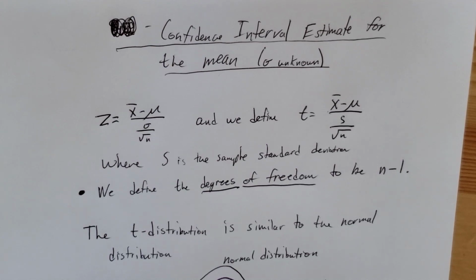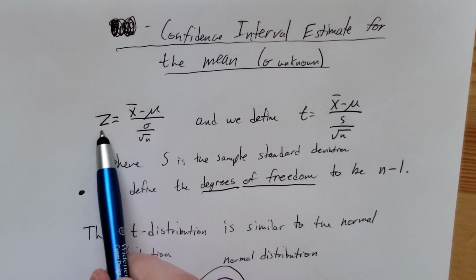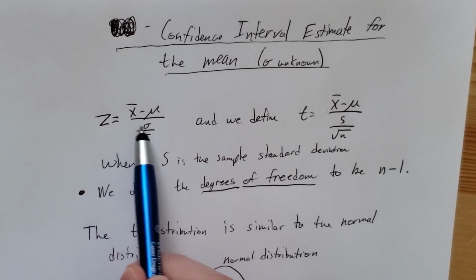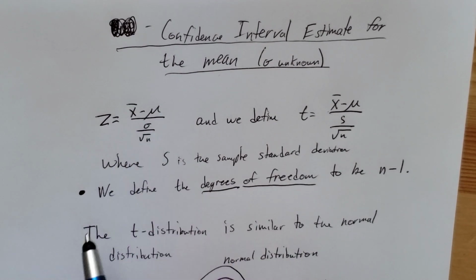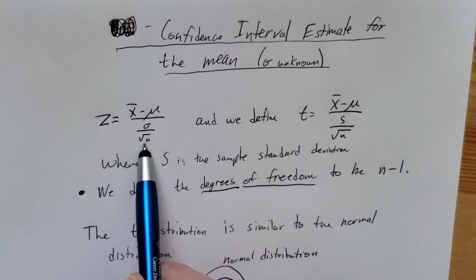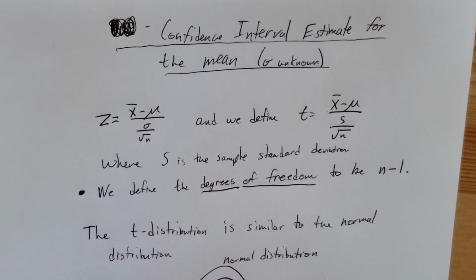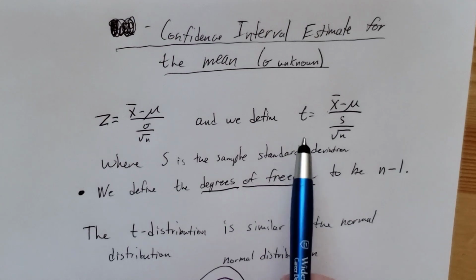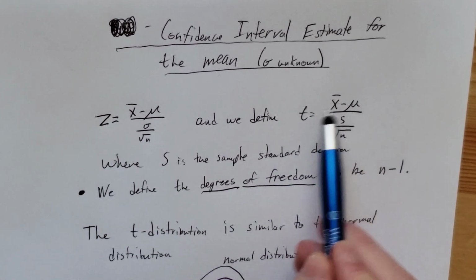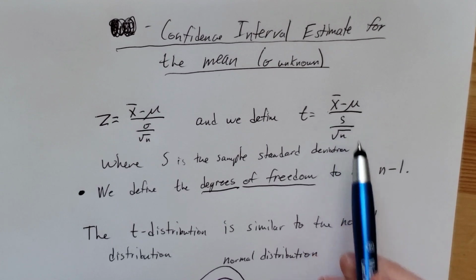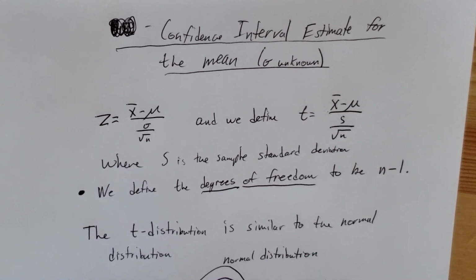Previously, we had defined our z-score as equal to the sample mean minus the population mean, divided by the population standard deviation over the square root of the sample size. So we're going to define something similar called a t-value, which is the same formula except we use the sample standard deviation instead of the population standard deviation, because that's something we could actually calculate.